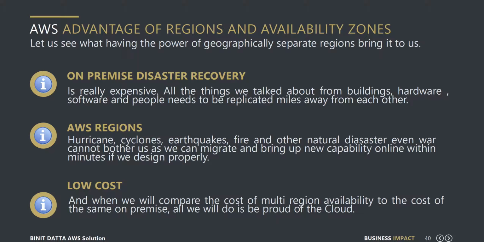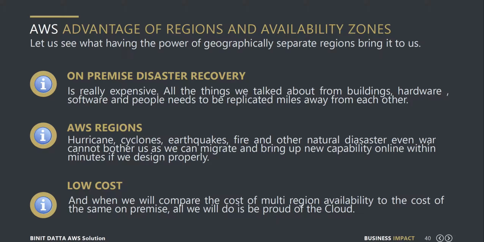On-premise disaster recovery is really expensive. All the things we talked about, from buildings, hardware, software, and people, need to be replicated miles away from each other to protect against natural disaster or fire or human disasters. With AWS regions, hurricanes, cyclones, earthquakes, fire, and other natural disasters, even war cannot bother us, as we can migrate and bring up new capability within minutes if we design properly. That's how geographically separate AWS regions are.